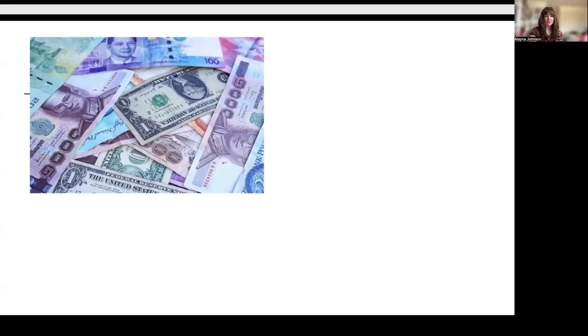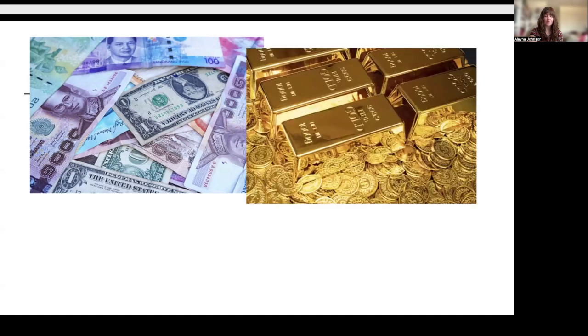So here's some examples of things that have been used as money. Obviously, there's paper money, which is what we use today. This is what's called a fiat currency, which we'll talk more about later. Before we had paper money, natural things like gold and silver were used both as a medium of exchange and as an underlying basis for paper currency later.